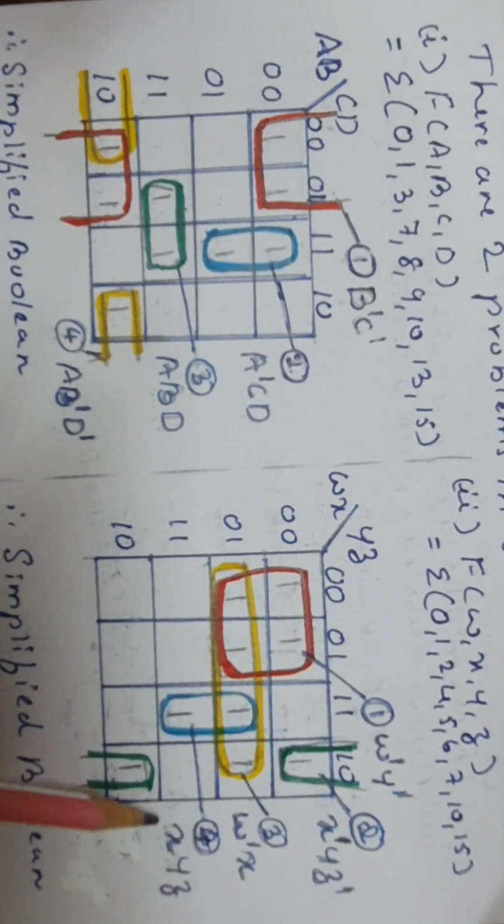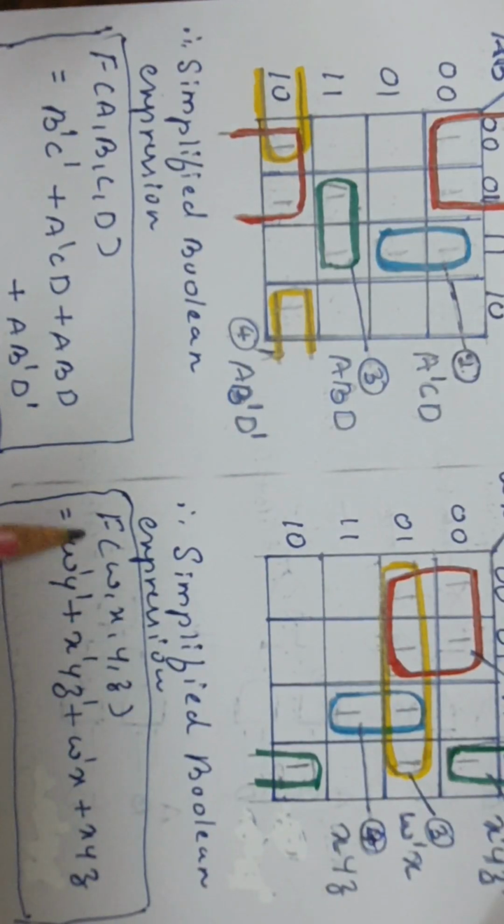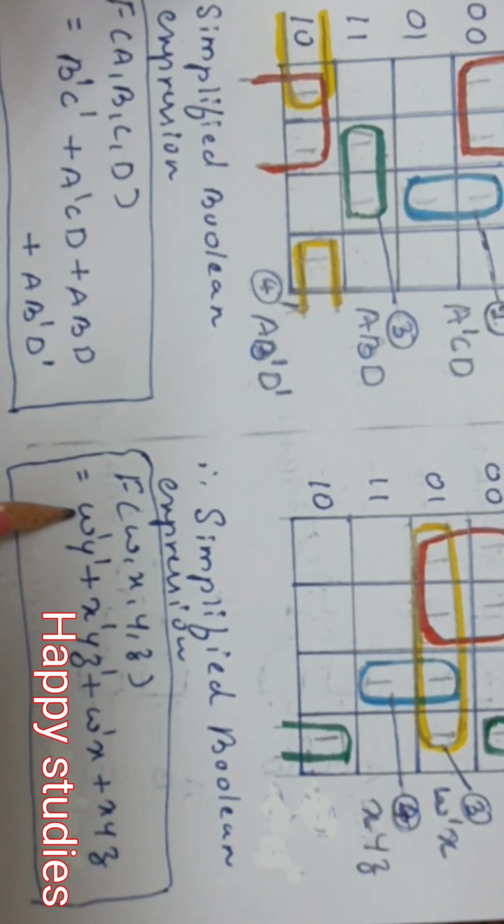Now using these terms, the simplified expression is f of WXYZ equal to W dash Y dash plus X dash YZ dash plus W dash X plus XYZ. Okay. So that is the completion of question number 2C. With this we come to the end of question number 2ABC, asked for a total of 20 marks. I hope you understood. Thank you.